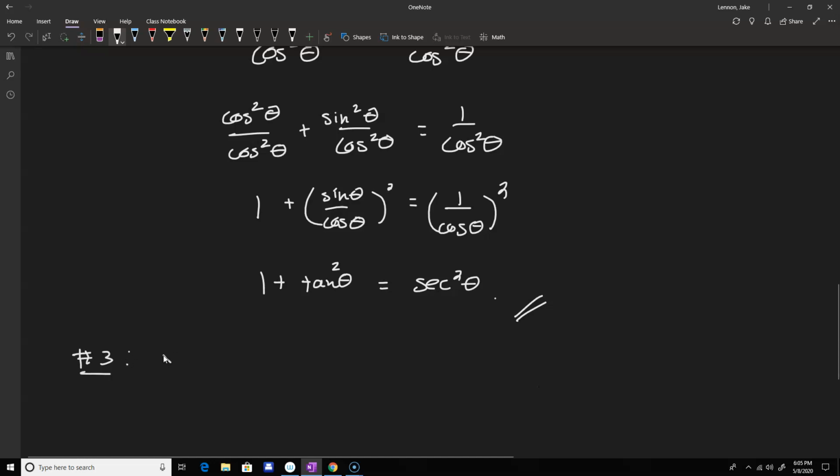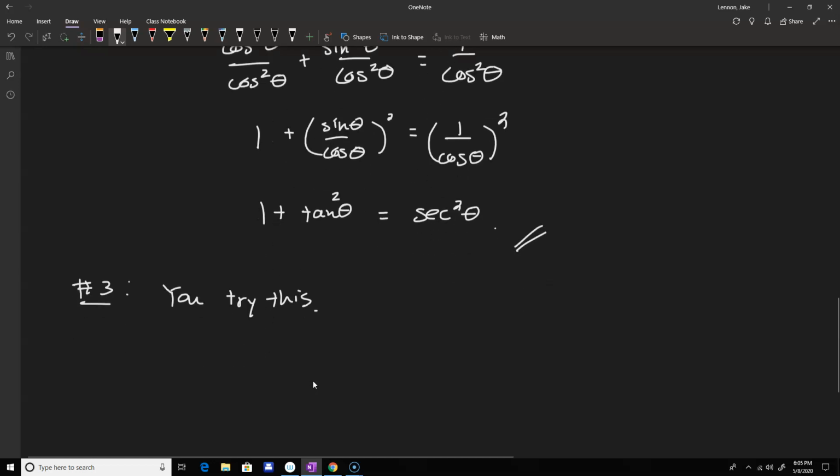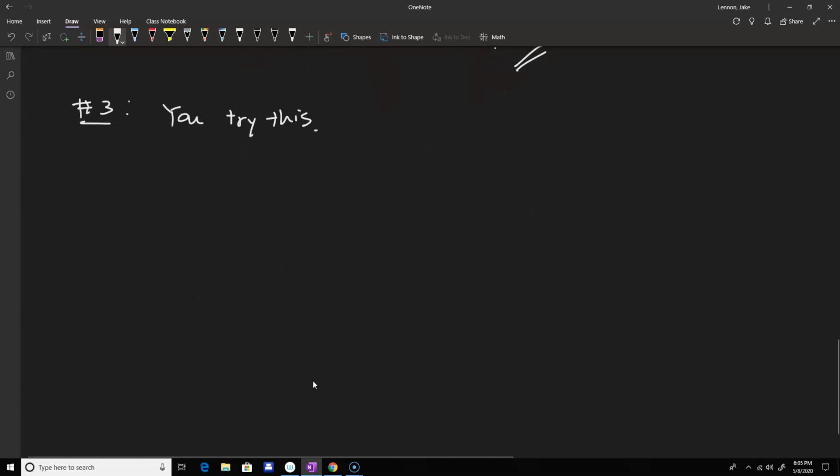So number 3, I'll just say you try this. Again, it's very similar. All you really have to do is, rather than divide both sides of the equation by cosine squared theta, you want to divide both sides by sine squared theta and simplify. Okay, so there are some other identities that come up.